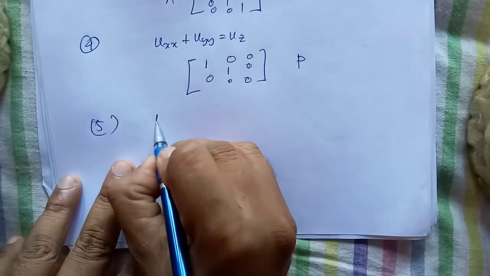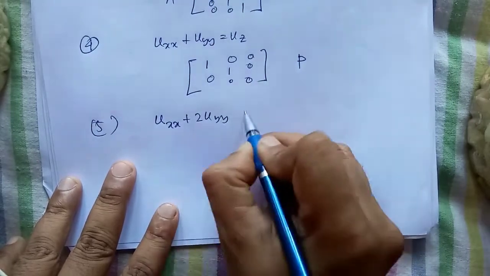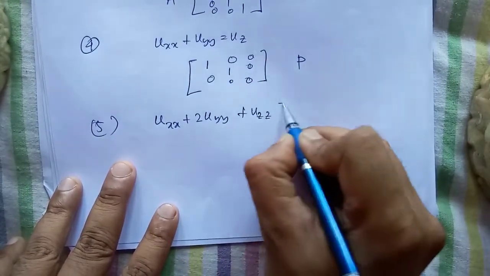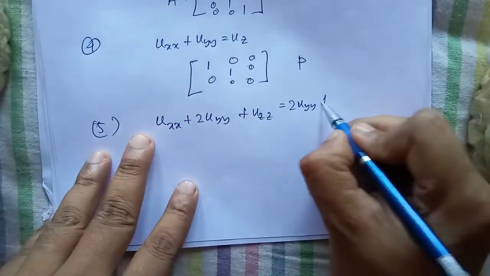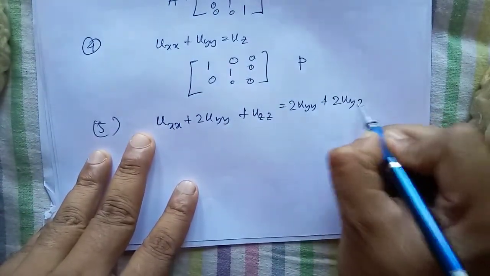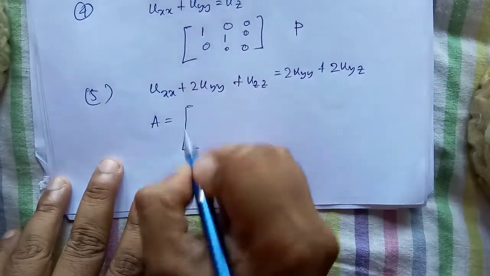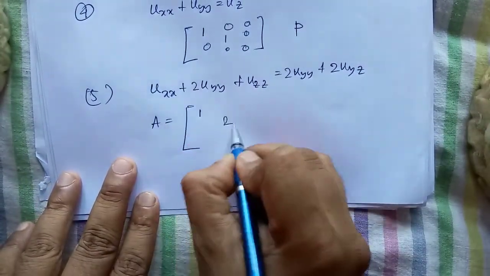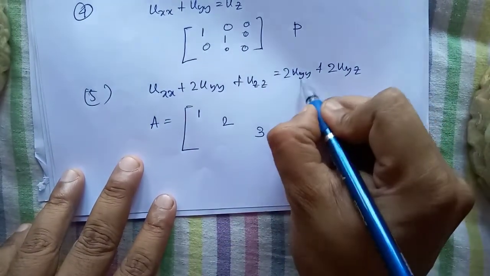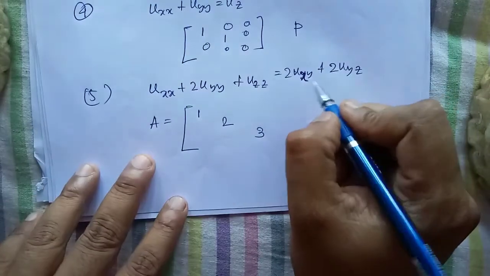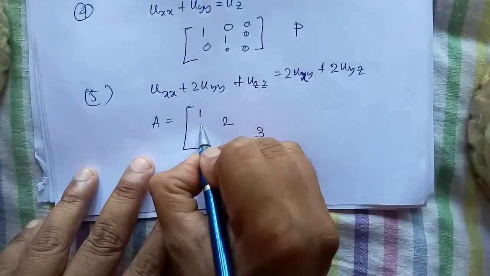Then uxx plus 2uyy plus uzz is equal to 2uyy plus 2uyz. So we are writing capital A is equal to, see, 1 2 3, sorry, this will be xy, this will be xy, extremely sorry, this will be yz. Okay, so xy xy, right?